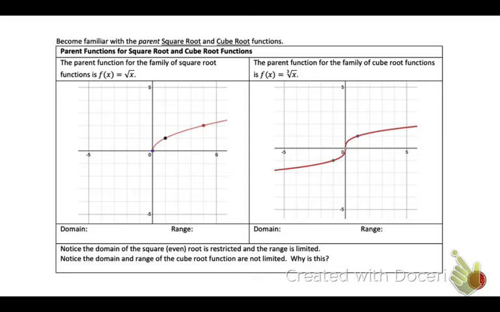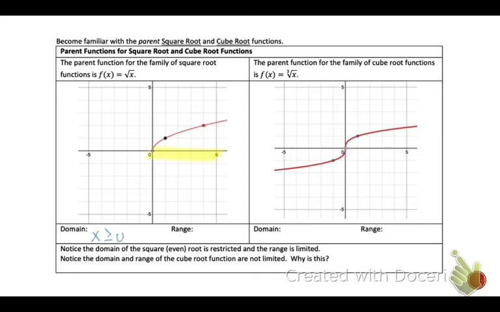So the parent function for the family of the square root function is f of x equals the square root of x. Notice we don't have any numbers in that function except for 1 and 0. Also, notice the graph of that. See how this graph has a definite starting point. So it begins at the origin, and then it goes up and to the right. So it's only in the upper first quadrant.